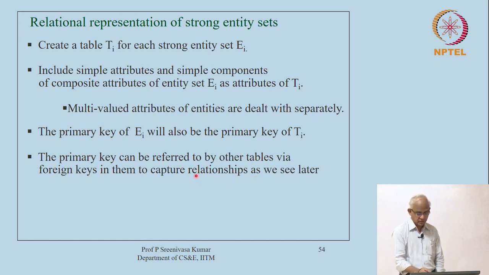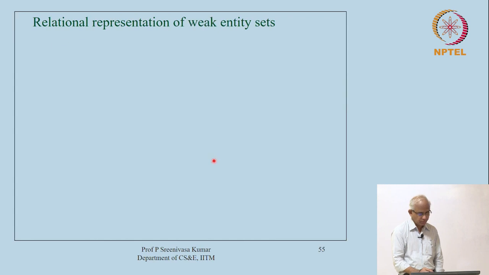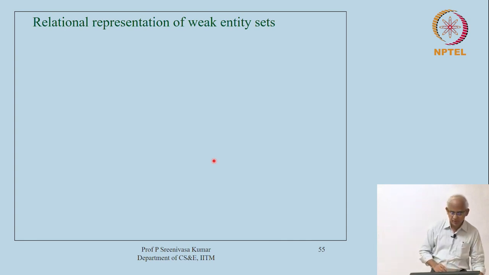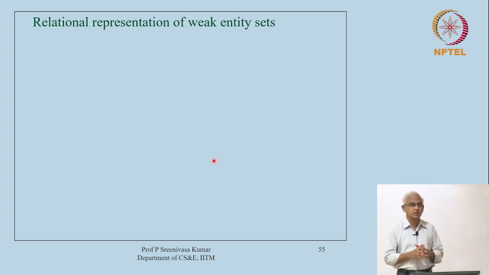So, here relationship sets also are going to be translated into tables, and so we will see how exactly we will use foreign keys in order to capture those associations. Okay, so move on. Let us look at weak entity sets. Recall that weak entity sets are entities that do not have an independent existence, and they depend on some other entity for their relevance to the information system.